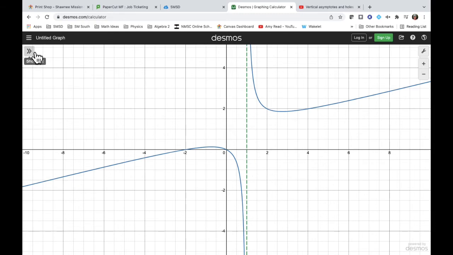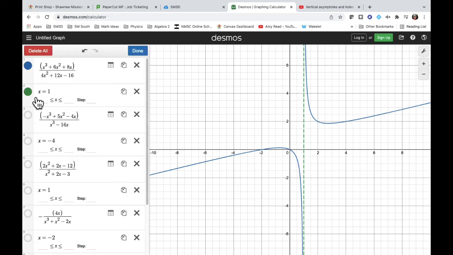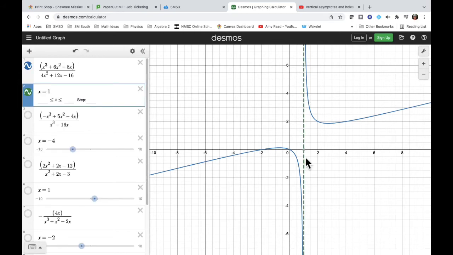I'll show you what I entered. So this is the equation, the function that shows up in number 1. And I went ahead and entered this, and I made it a dotted line. The way I make it a dotted line is I go to the settings, and you click on it, and you say that you want it dotted. All right, so I have that there, and so now we can see x equals 1 is one of the vertical asymptotes.